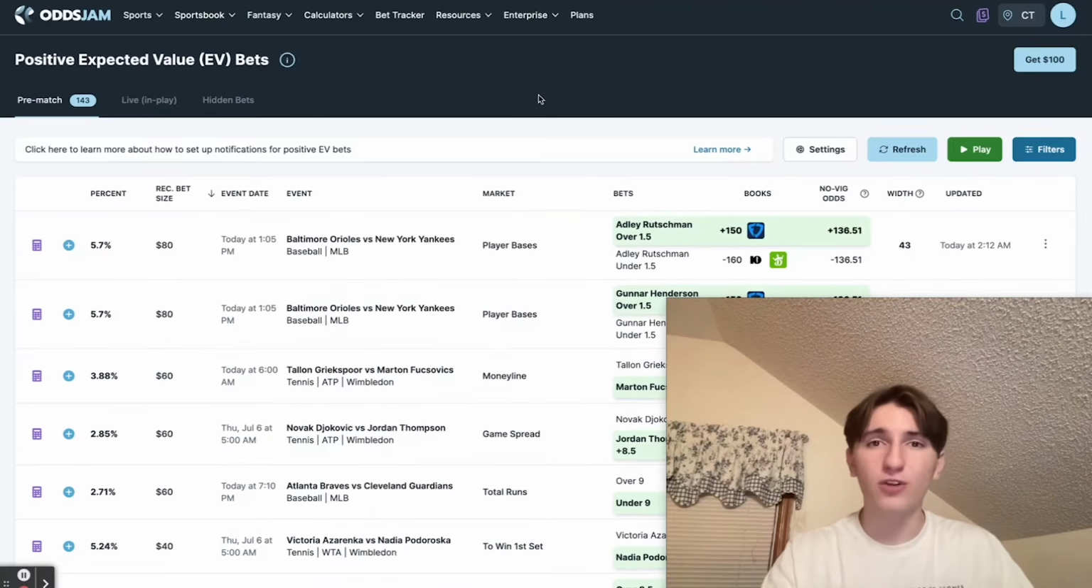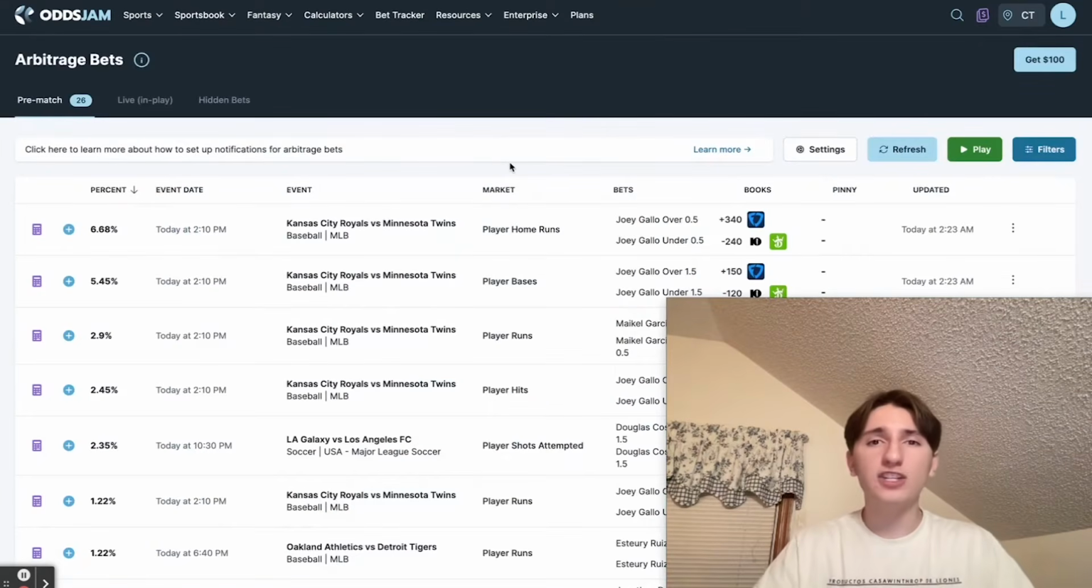But that's really all there is to know about the positive EV tool. It's super easy. So let's move on to arbitrage betting. The OddsJam arbitrage tool is another incredibly useful tool that's at your disposal. Effectively, what it does is it finds risk-free sports betting returns where no matter what happens in the particular game that you're betting on, you can guarantee a profitable betting return.